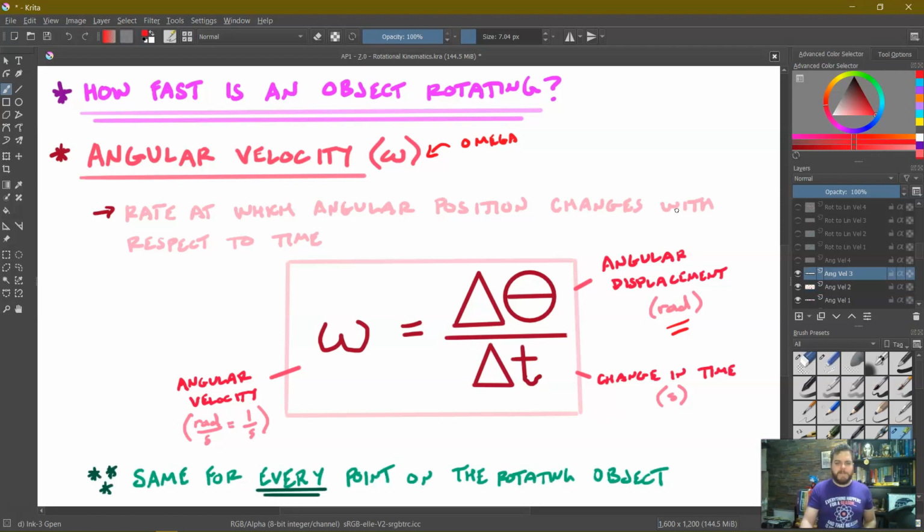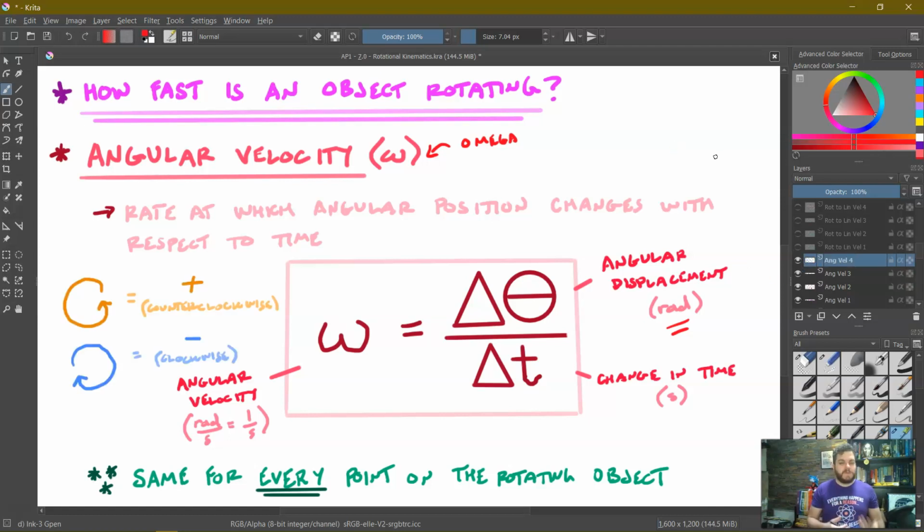Now, one thing we want to keep in mind is that, once again, because delta theta is the same for every point on the object, that means omega, or angular velocity, is also the same for every point on the rotating object. So if one point is rotating at some rate, then every other point is rotating at that exact same rate. Lastly, as we mentioned earlier, we define angular velocity, typically speaking, in terms of the clockwise and counterclockwise direction. But for math's sake, you need to make one of those positive, one of those negative. Typically, convention puts counterclockwise as positive and clockwise as negative, because that's the direction positive and negative go with the unit circle.